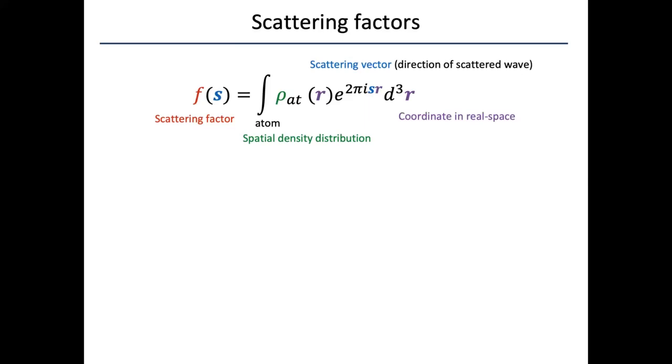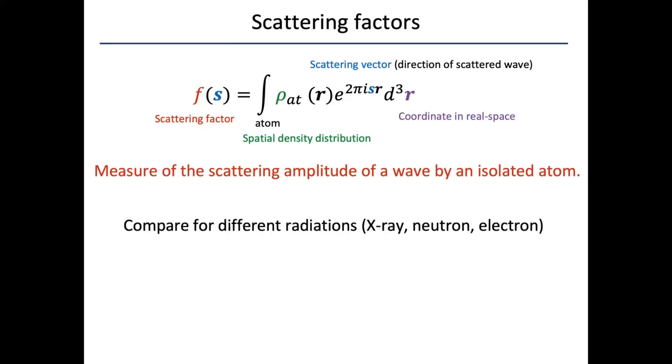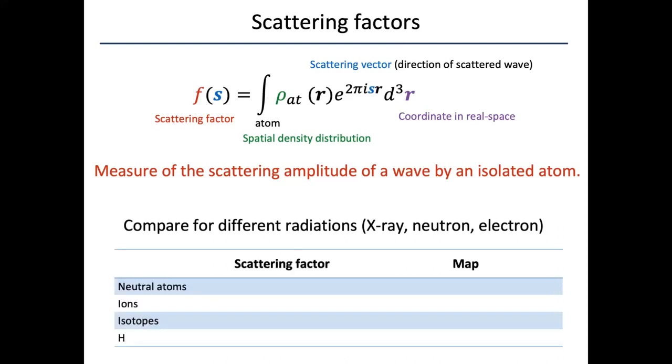And then R is the coordinate in real space. So the scattering factor is the measure of the scattering amplitude of a wave by an isolated atom. And what we're going to do now is compare, for the different radiations, X-ray, neutron, and electron, several features of these scattering factors. So we will basically fill out this table for each of these three interaction types.